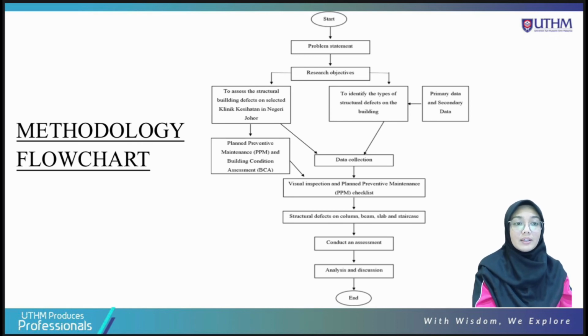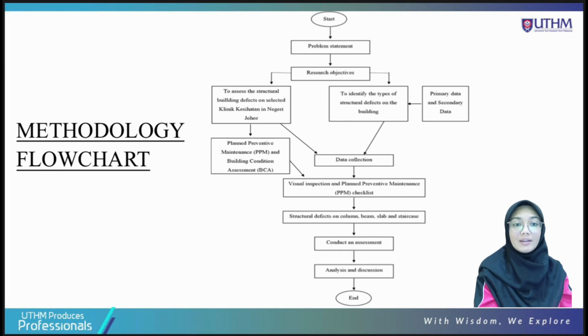So from the research objective, we go through the Planned Preventive Maintenance (PPM) and Building Condition Assessment (BCA) based on the PPM checklist and cater to the data collection, which is to obtain data. A preliminary inspection was made on 8 selected Klinik Kesihatan in Negeri Johor to identify structural defects found in the building in each Klinik Kesihatan.